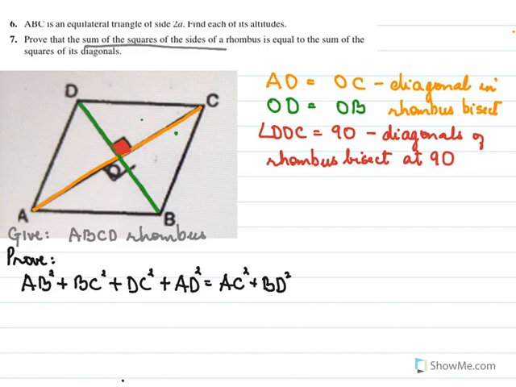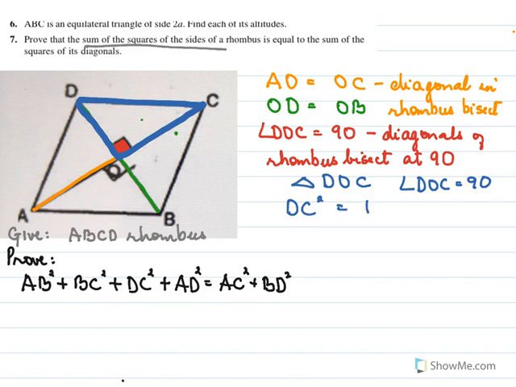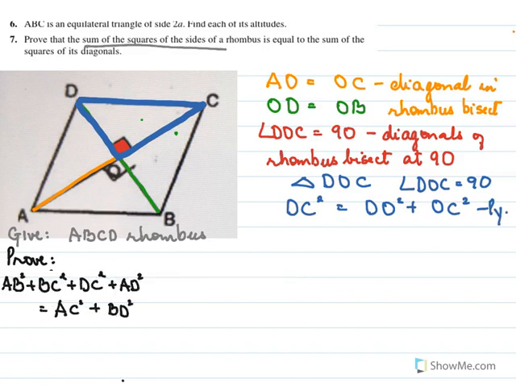Now we'll use Pythagoras theorem in our right angle triangle. Which is a right angle triangle? There are 4 right angle triangles, but I'm going to take this one. So in triangle DOC, we know angle DOC is 90. We've already shown that. So the hypotenuse is DC. So DC square equal to DO square plus OC square, and this is by Pythagoras theorem.